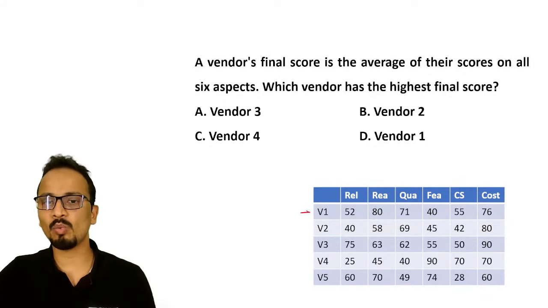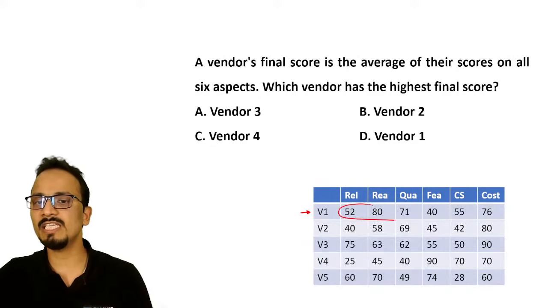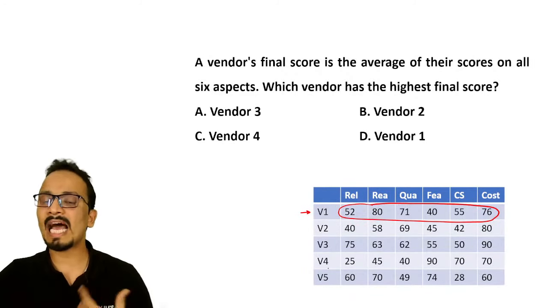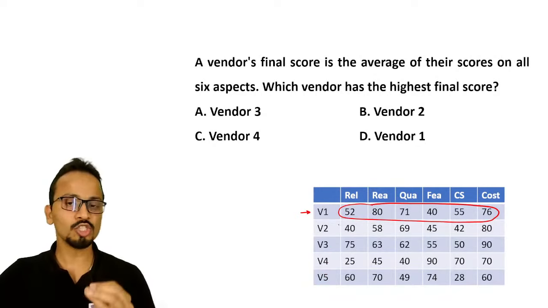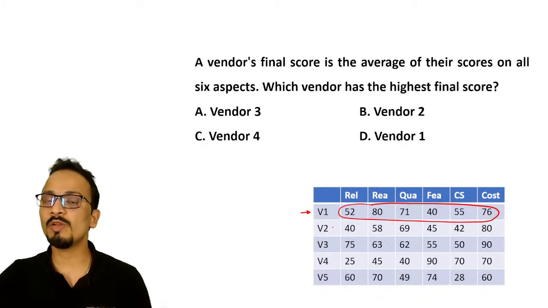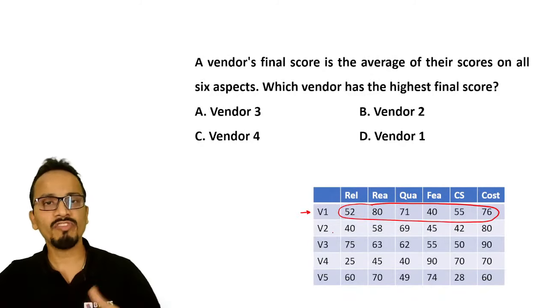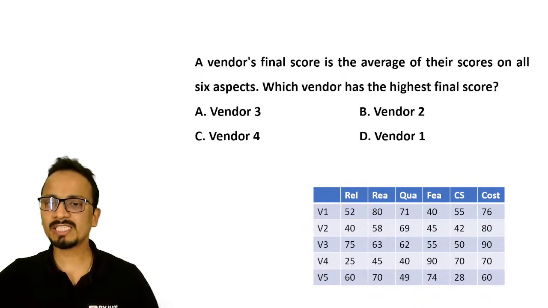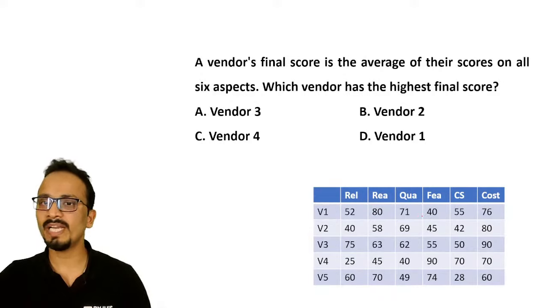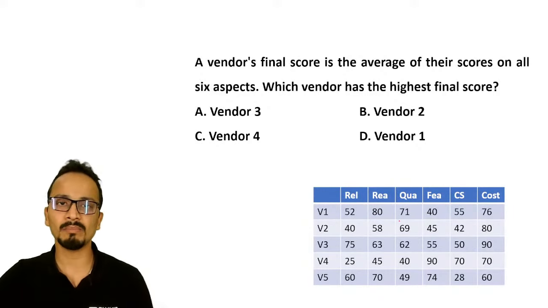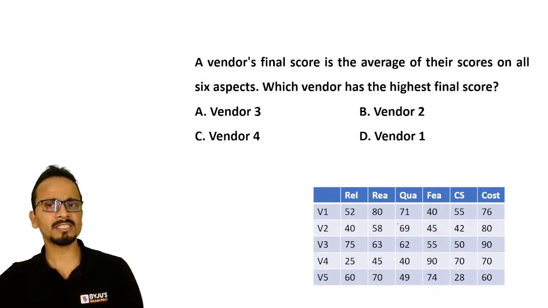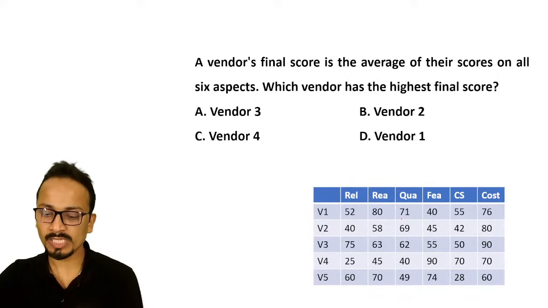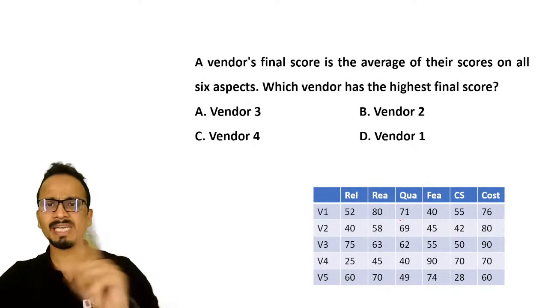So if I look at vendor 1, the average will be the sum of these 6 parameters divided by 6. Now for each vendor, I'll have to divide by 6. So there is no need to divide by 6. The vendor with the highest sum will have the highest average. Okay, fine. So we'll just quickly calculate the sum for each of these vendors, and whosoever has the highest sum will have the highest average and hence the highest final score. Okay, fine. No, Vicky, highest and lowest average will lie in, no, we will not be taking highest and lowest.